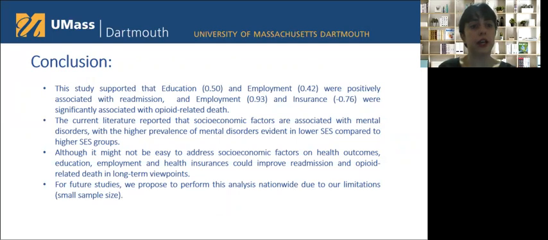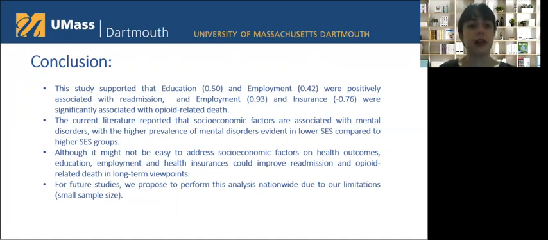And for the conclusion, this study supported that education and employment were positively associated with readmission, and employment and insurance were significantly associated with opioid-related death. The current literature reported that socioeconomic factors are associated with mental disorders, with the higher prevalence of mental disorders evident in lower socioeconomic status compared to higher socioeconomic status groups.